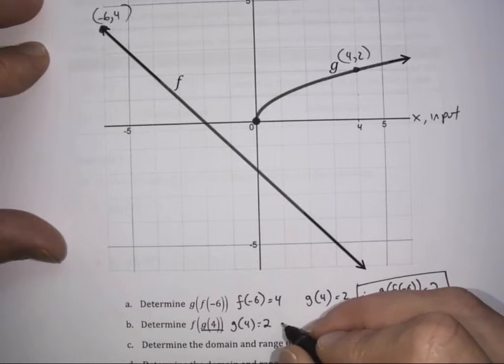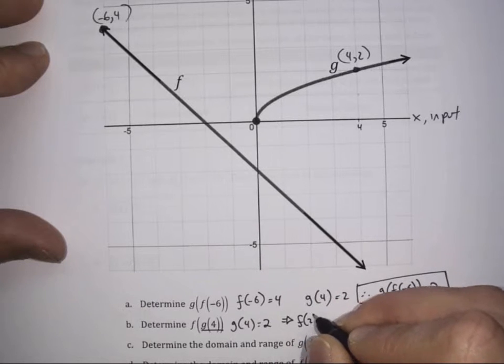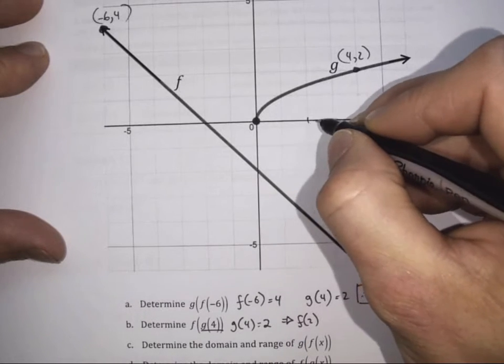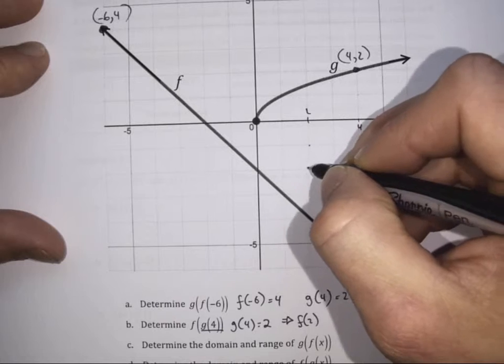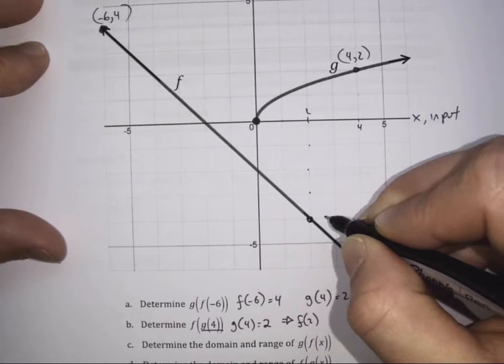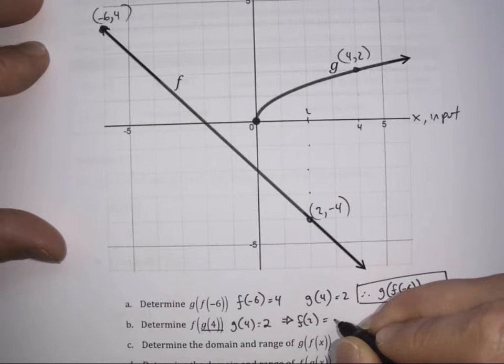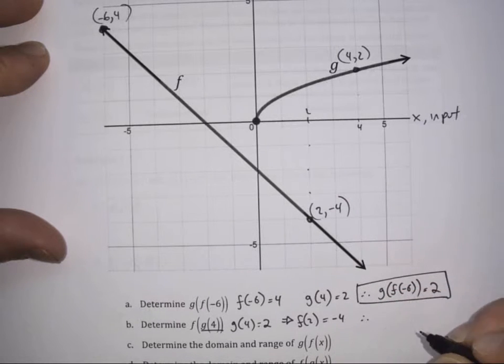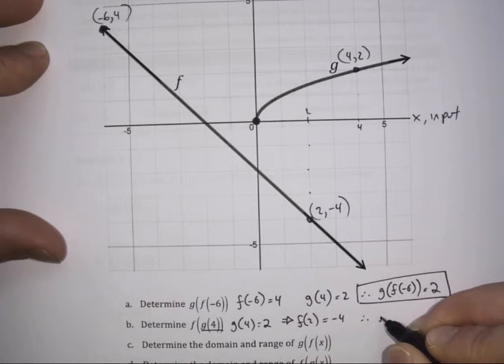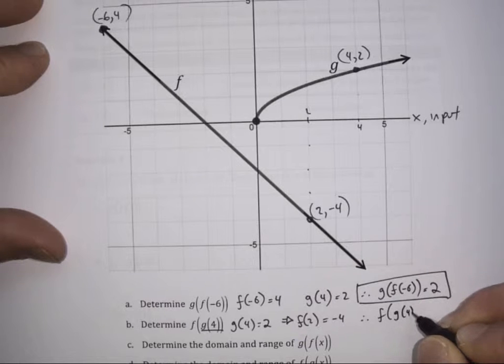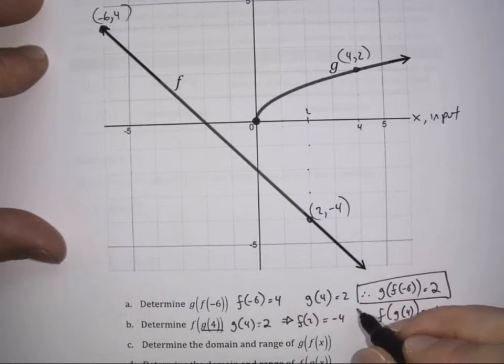And the question is, okay, well, what's f of 2? I count over 1, 2, then count down until I get on my graph. Looks like I got the point (2, -4) down here. So f of 2 is negative 4, and therefore f of g of 4 is really just negative 4. Put a little box on that.